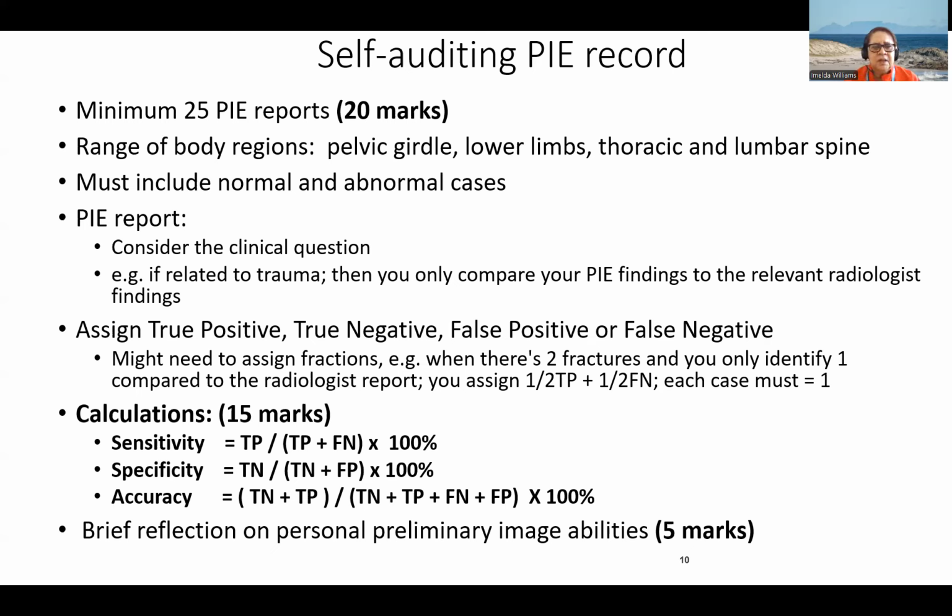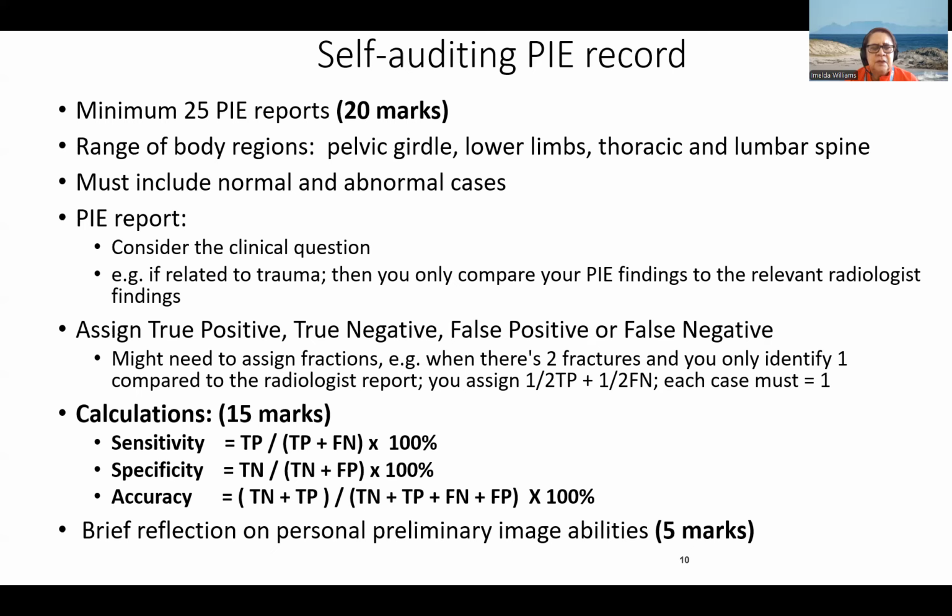And then you calculate your sensitivity, specificity, and accuracy. The sensitivity will indicate how well you are in identifying pathology. Specificity is how well you can exclude pathology, so identifying it as a normal case. And the accuracy will then be your overall accuracy with your true negative and true positive combined over the 25 cases.